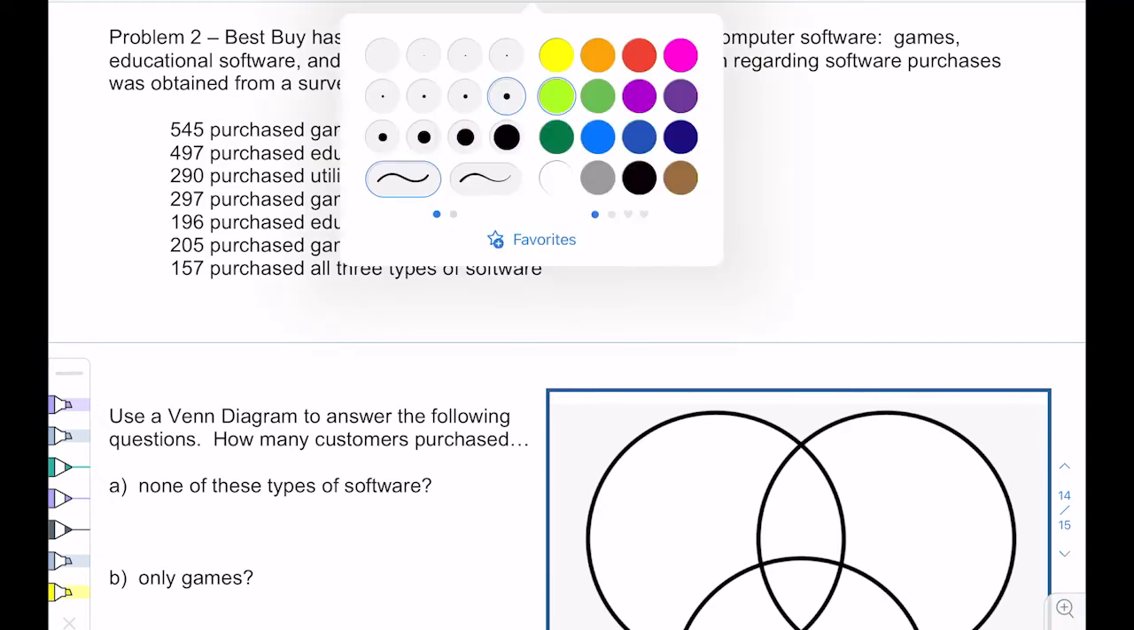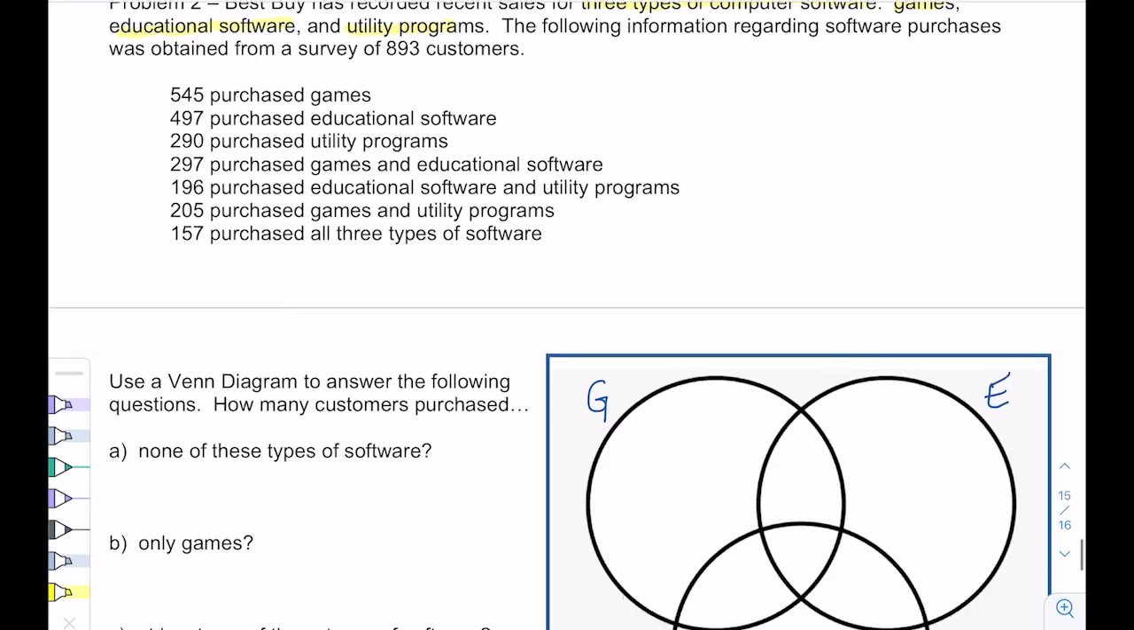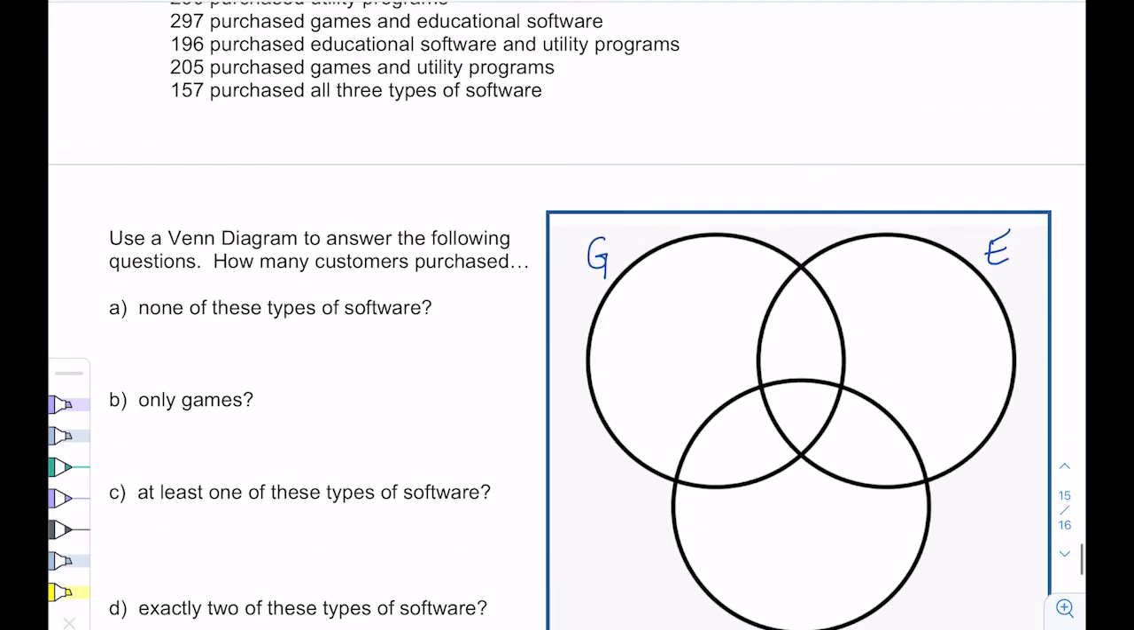I'm going to highlight some important items here in the problem. So we know that we're looking for the recent sales of 3 types of computer software, and those are games, educational software, and utility programs. So they're going to represent my three circles. So I'm going to call the top left circle a G for games. I'm going to have the top right as E for educational software. And I'm going to call the bottom circle U for utility.